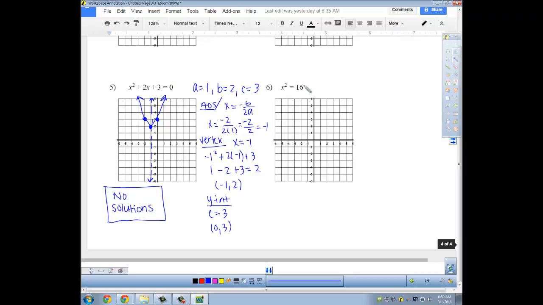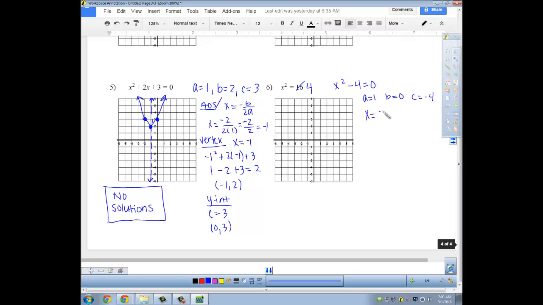Number 6, the thing that's wrong with, well, first of all, I'm going to change the 16 to a 4, otherwise it won't fit the graph. But the thing that's wrong with this is we always need 0 on the right side. So I'm going to move that over. So x squared minus 4 equals 0. So we talked about that before with factoring. Always make sure that you have a 0 on the right side. So with this, my a is 1, b is 0 because there's no just plain x value, c is -4.